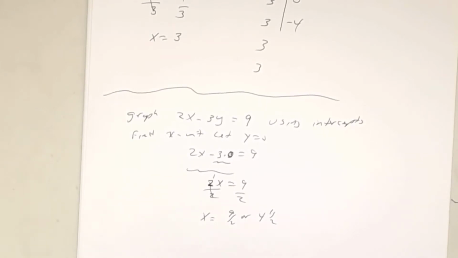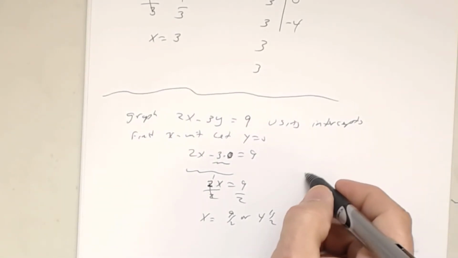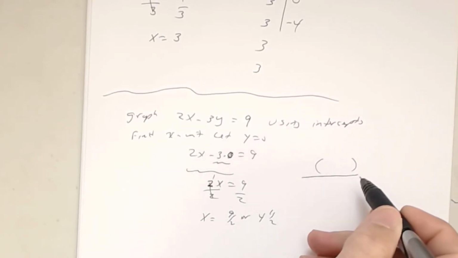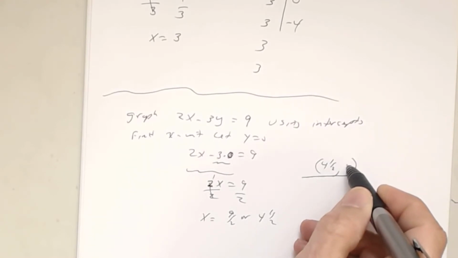As an ordered pair, though, I'm probably going to ask you to state it as an ordered pair on the test. As an ordered pair, what are you going to write? 4.5, or 9/2, doesn't matter. And then what? 0. Okay.